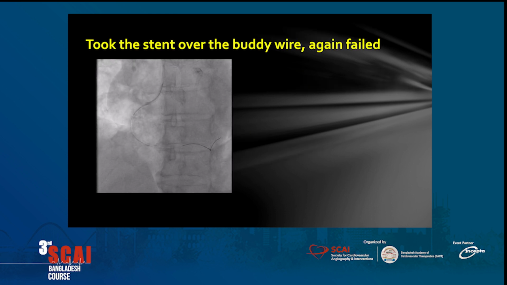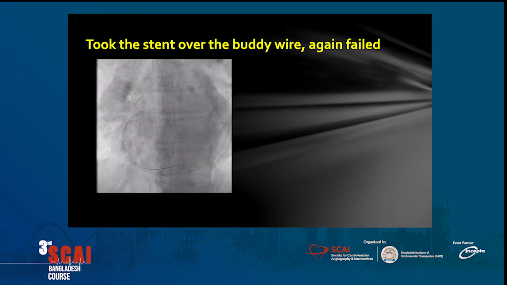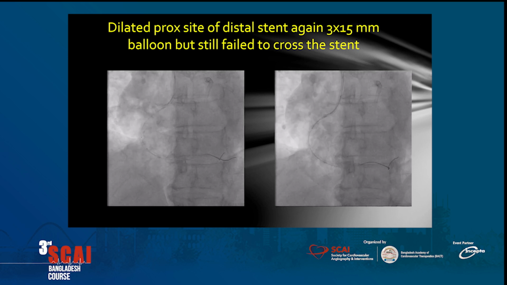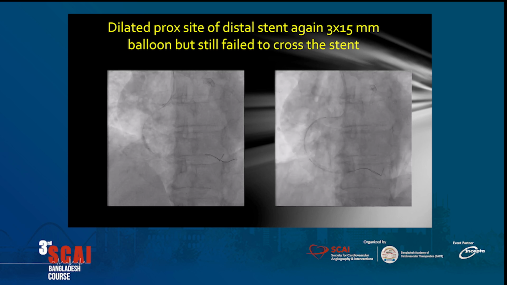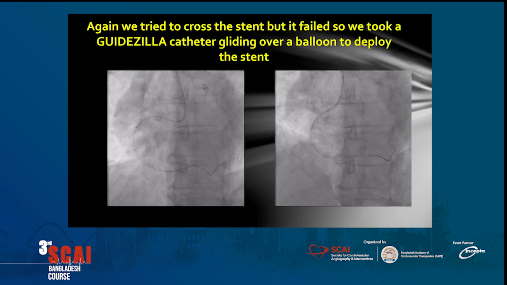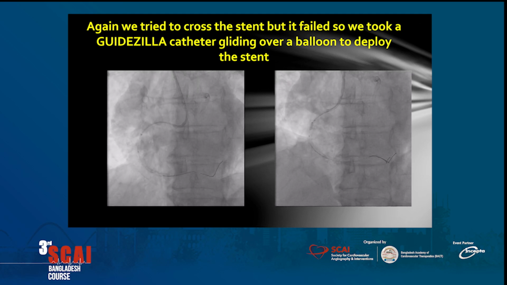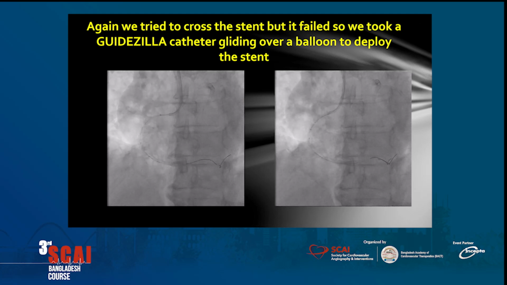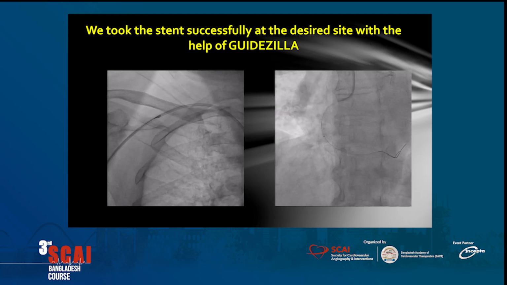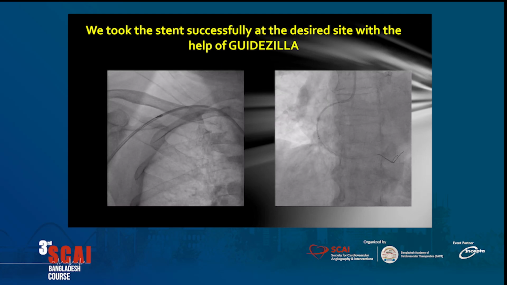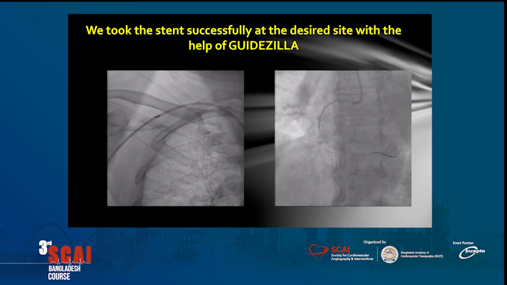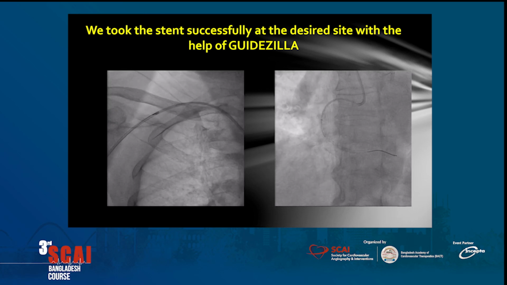So I took the stent over the buddy wire, again failed. Then dilated the proximal side of the distal stent, failed. Then I took Godzilla over a balloon to give support to my stent to take it, overlap the distal stent. And you should always mark the proximal part of Godzilla because sometimes the stent gets stuck there. So I intentionally keep a marker there.